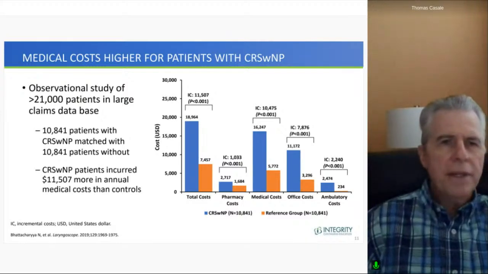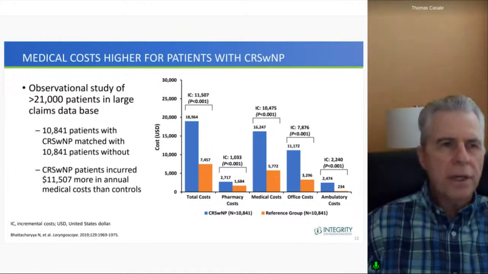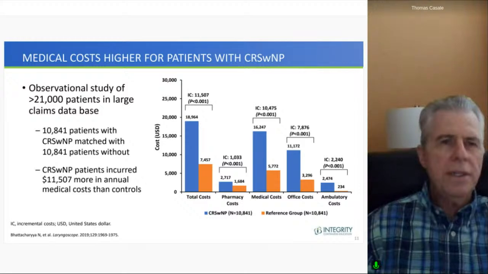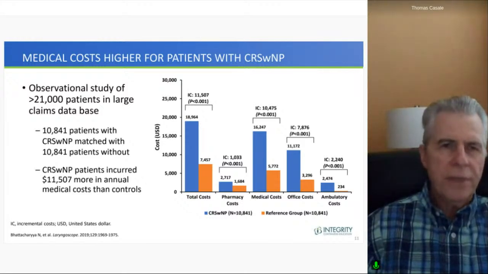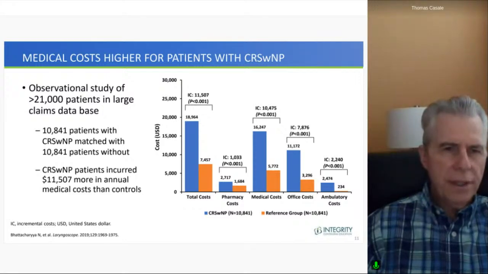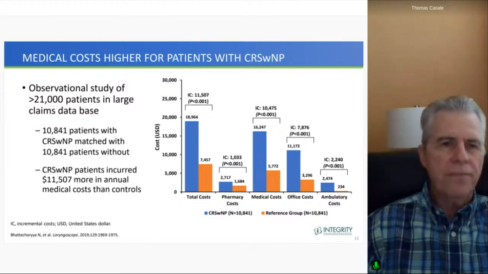Now, we know that if you have nasal polyps with rhinosinusitis, your medical costs are going to be higher. That's clearly been shown in a number of studies, and here is one of them where you could see that in an observational study of 21,000 patients in a large claims database, almost 11,000 with chronic rhinosinusitis with nasal polyps were matched with the same number of patients without.